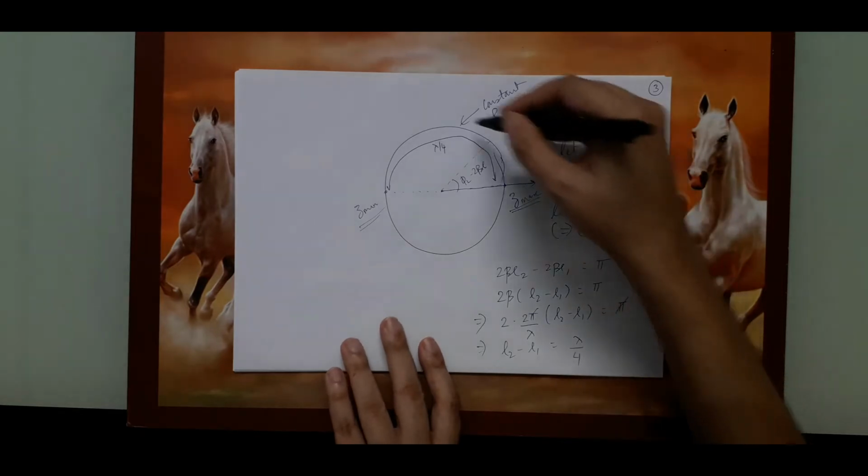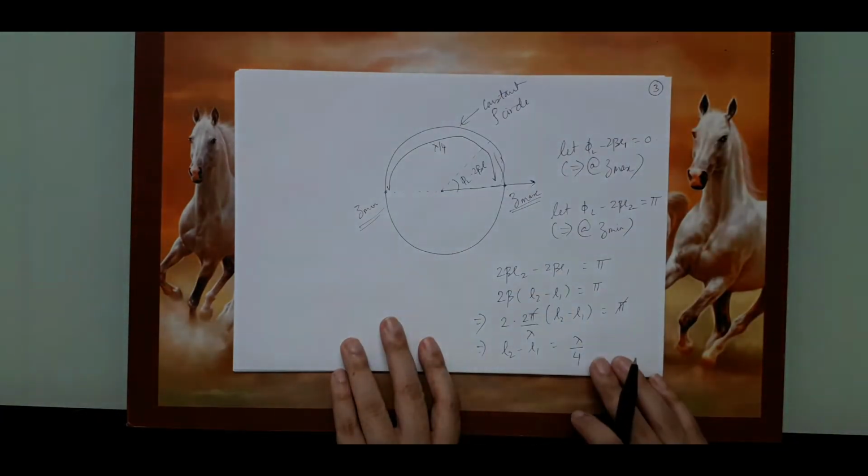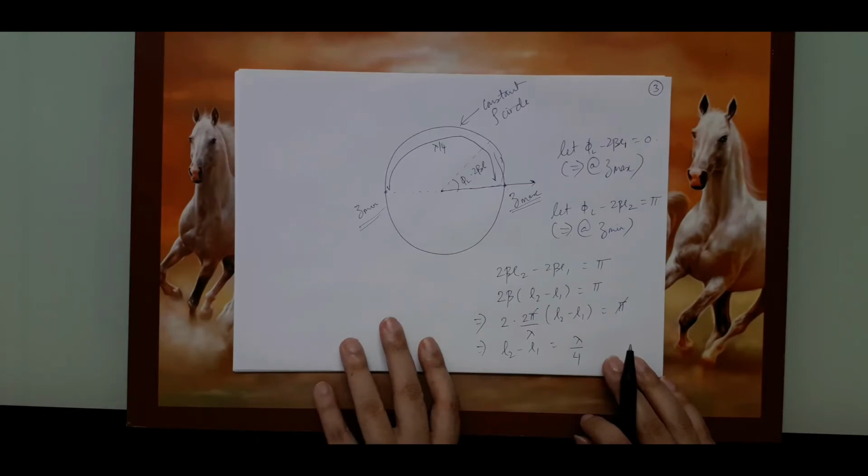So a movement or one complete movement around any constant VSWR circle is equivalent to moving a distance of lambda by 2, because you are at the same point where you had started.